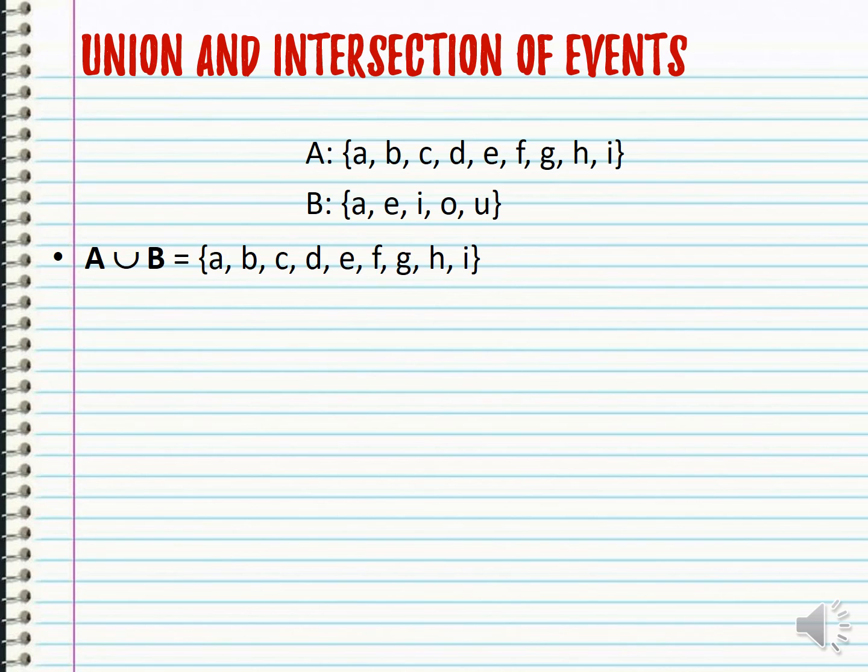Now, what about the union of these two? You notice that because I wrote set A as the letters A to I and set B as the vowels of the English alphabet, the union of these two sets is simply set A. So what about the intersection of these two events? It looks just like set B, because both A and B contain all the vowel letters.